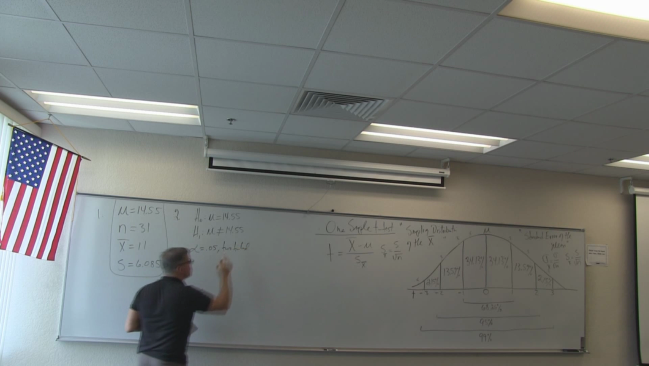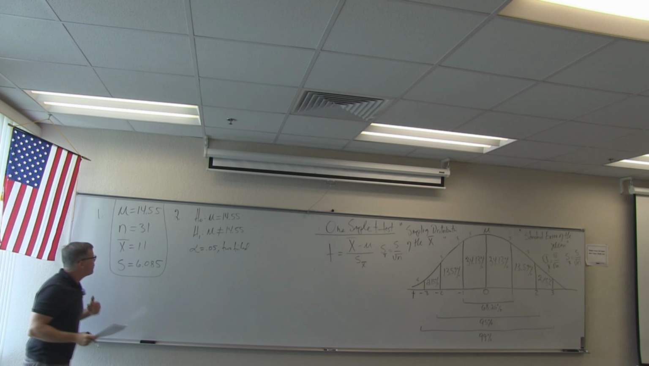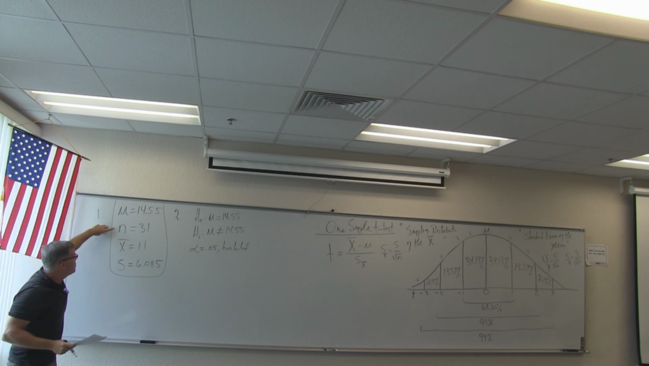And they actually chose a two-tailed test because before they gathered these 31 subjects, they didn't know whether this sample mean would be below mu or above mu. Turned out to be below, that's fine. They picked a two-tailed test just to be safe.